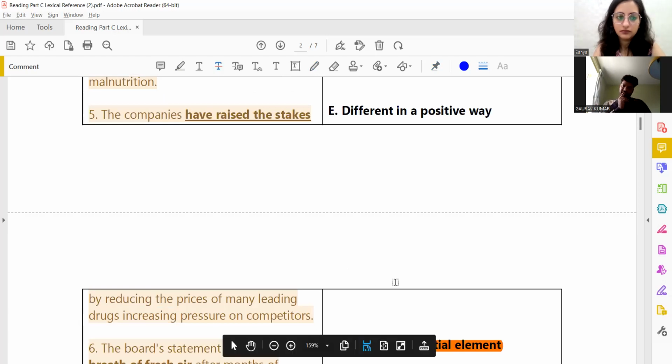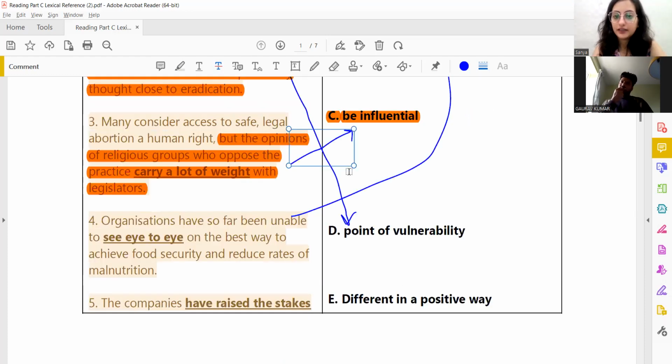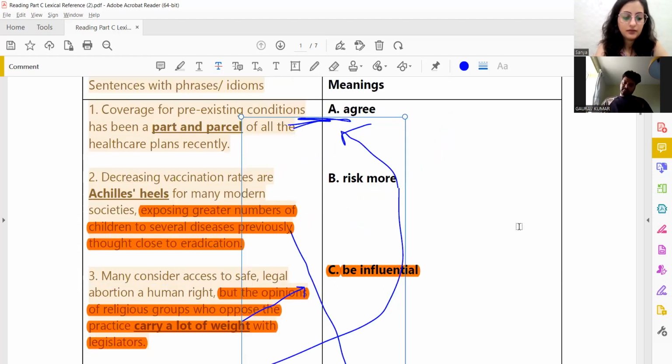The company have raised the stakes by reducing the price for many leading drugs, increasing pressure on competition. So reducing the price, is it a risk more or not? I think risk more. Yes, that's right. Why did you think risk more?